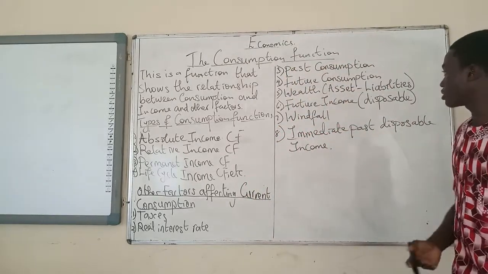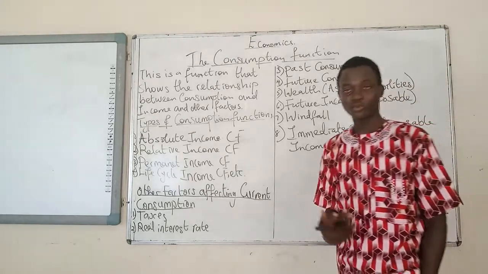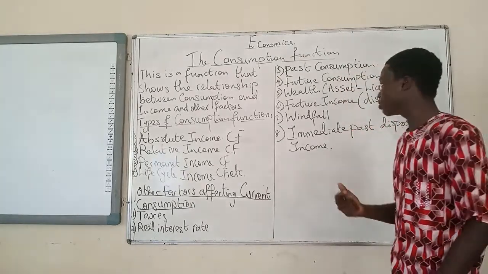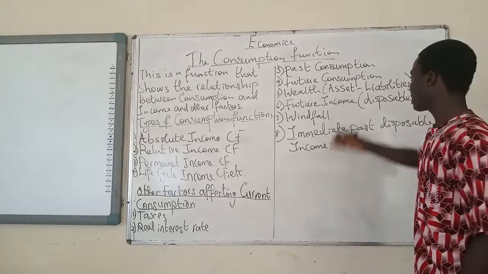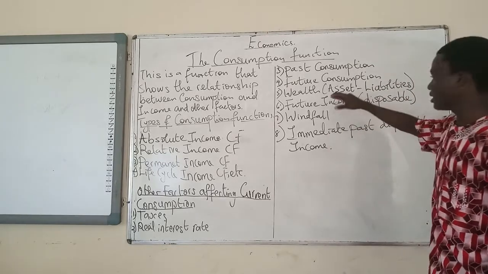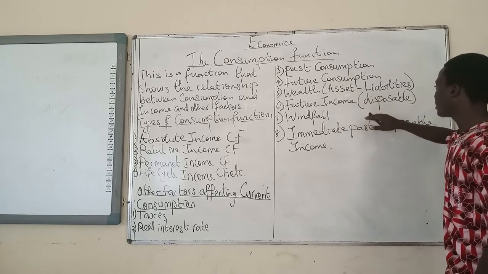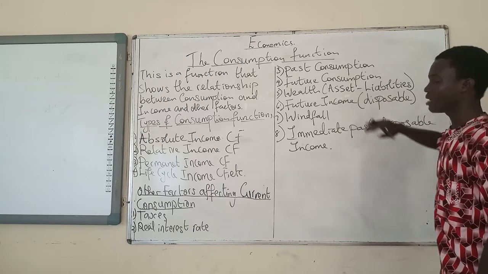Number five, we have wealth. So wealth equals assets minus liabilities, and assets is what brings money to your pocket. Liabilities are the things that take money away from your pocket, such as debt and loans. So when an individual experiences an increase in wealth, that is an increase in assets, it's two ways. Either an individual experiences an increase in assets, or an individual experiences a reduction in liabilities.